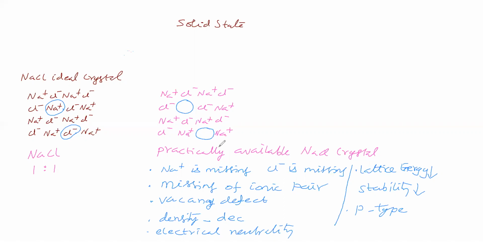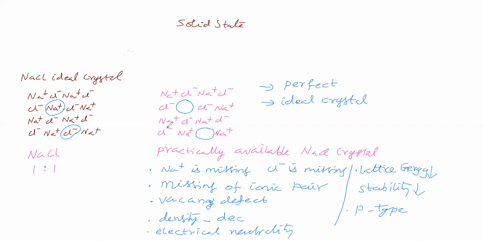Now, shall we say that this crystal is a perfect crystal, an ideal crystal? What is an ideal crystal? An ideal crystal means it should be perfect. There should not be any defect at all. But here it is having vacant sites. Here an ion is missing. In this place the cation is missing, and in this place the anion is missing.